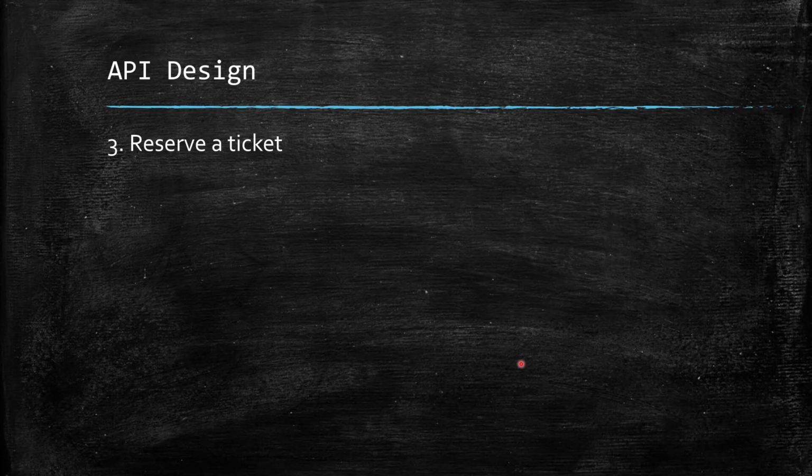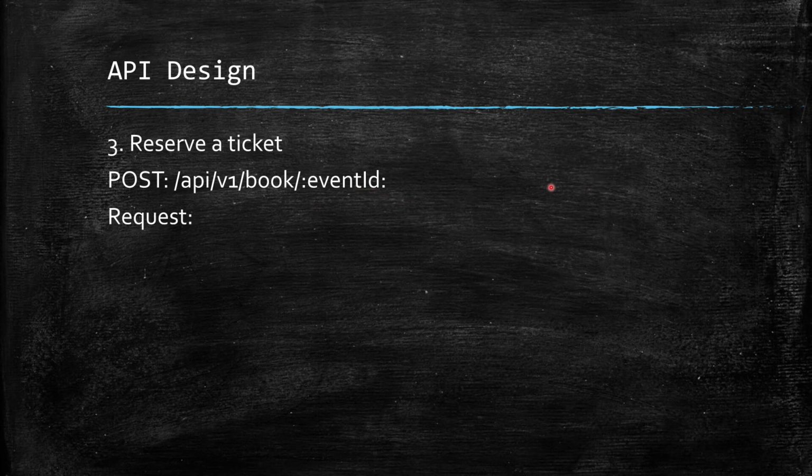Next is reserve a ticket. So this is our third functional requirement. We create a POST API here because the user is making a change so that they can book a ticket for an event, and as a result a new entity will be created in the database. So that's why it's a POST API. The API endpoint looks something like this. So we have /API/v1/book or /reserve you can also give here, and then the event ID.